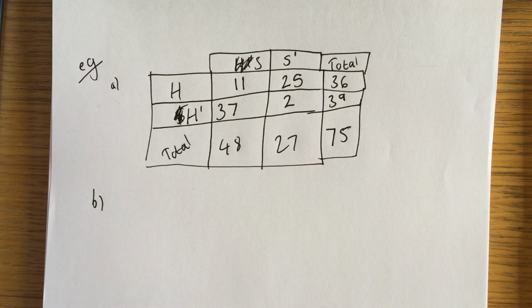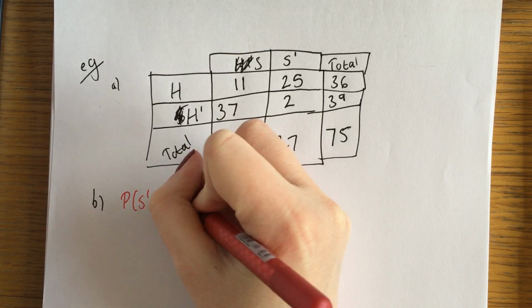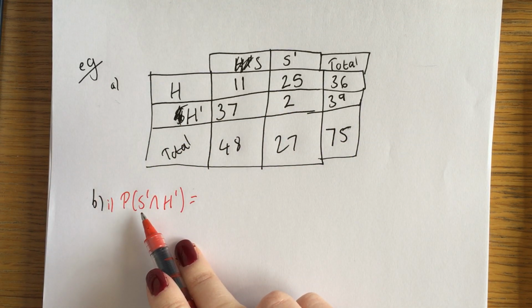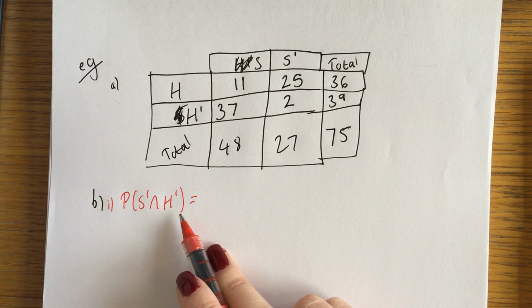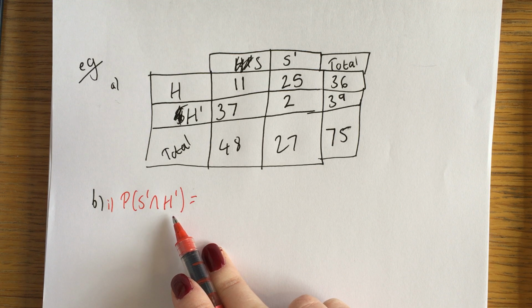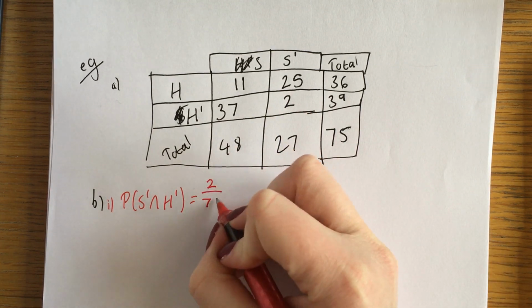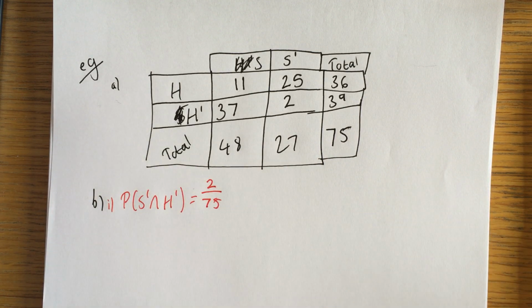Find the probability that they don't study science and they also don't study humanities. So they are these 2 students. So it's 2 out of 75 because they don't study science and they don't study humanities.